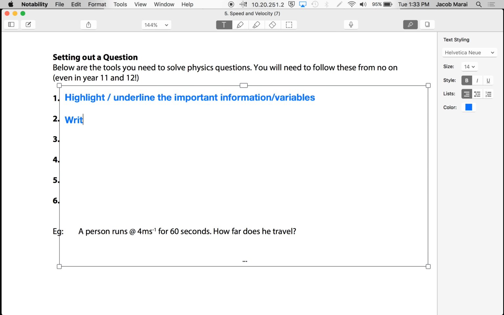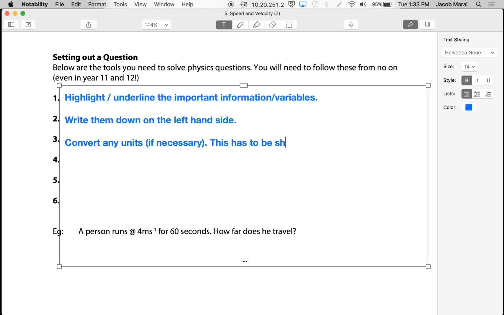Next, you are going to write them down on the left-hand side of your page. Okay? So you find the variables and you write them down. Next, you need to convert any units if necessary. If necessary, you need to convert units. This has to be shown.